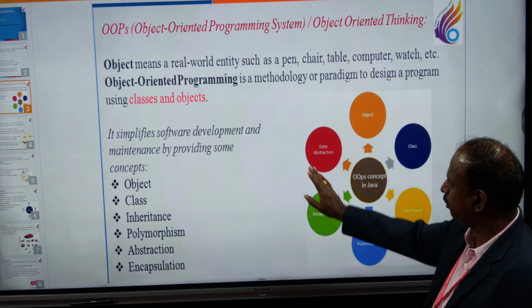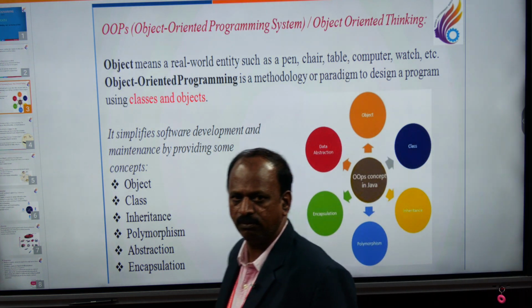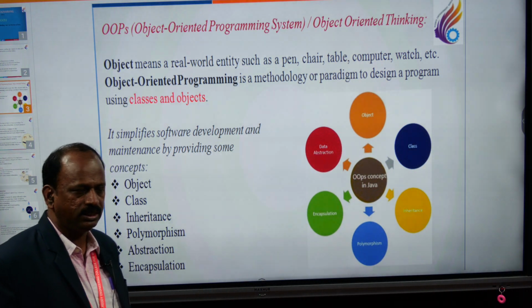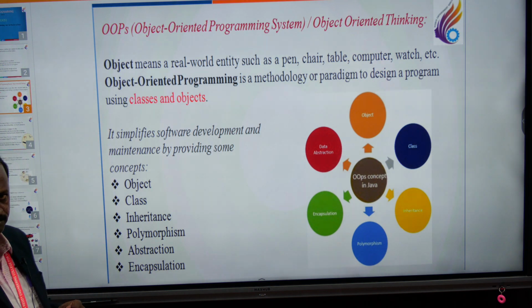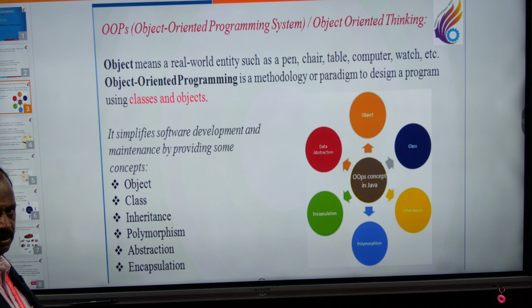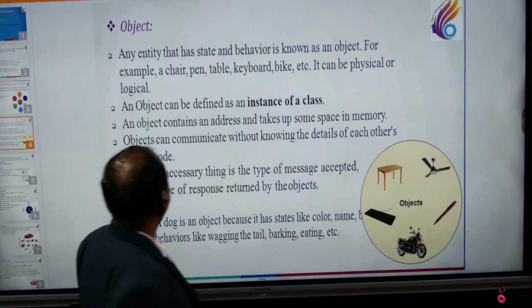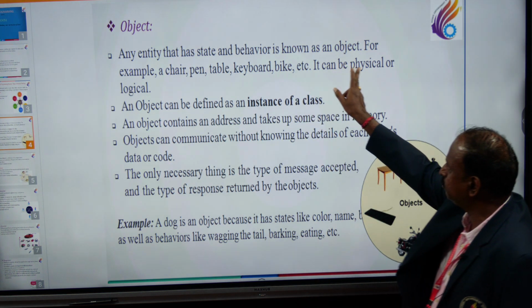So what is meant by object? In the real world, what are the entities that we are observing? Either they may be physical or logical. That may be designed as an object. So what is meant by object? An entity that has a state and behavior is known as an object.